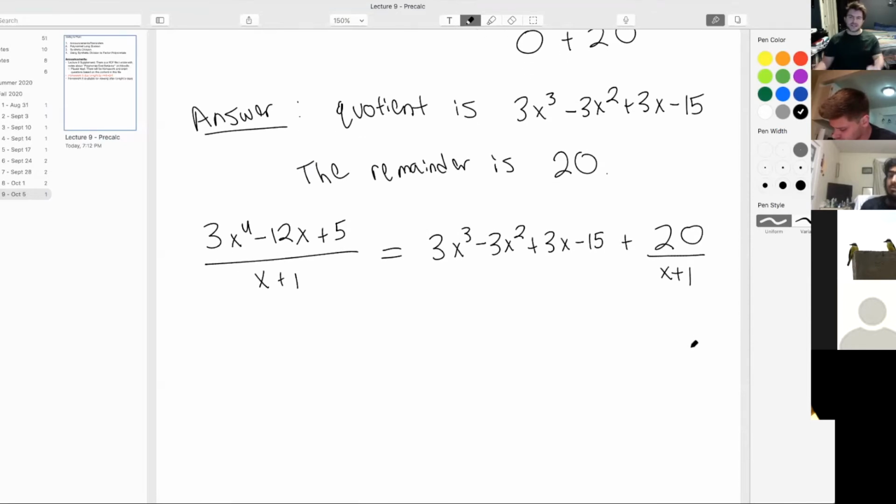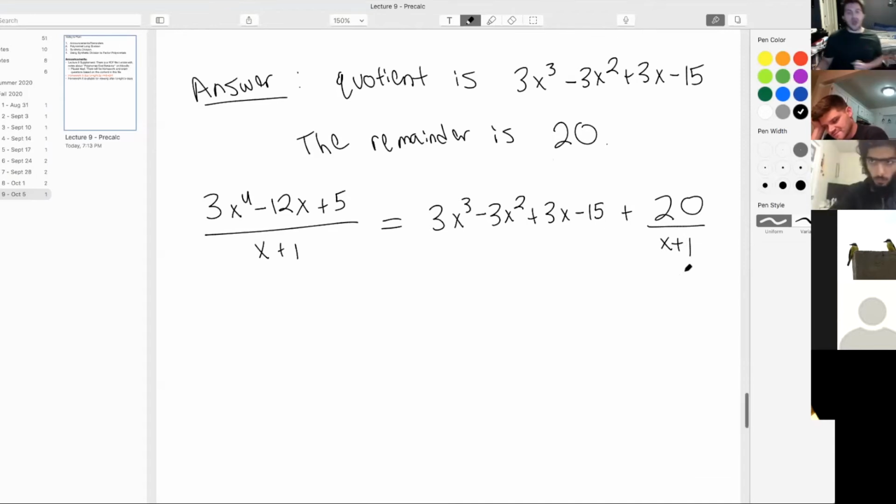Okay, so I just like to write this. This is another way of seeing what we have done. We have decomposed this fraction into a quotient plus a remainder. Just to reiterate, just to confirm, you put it over x plus 1. Why is that?